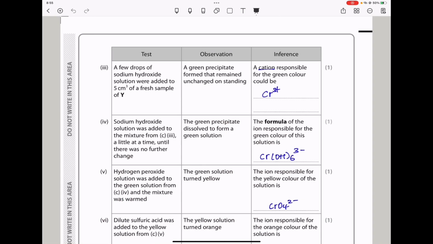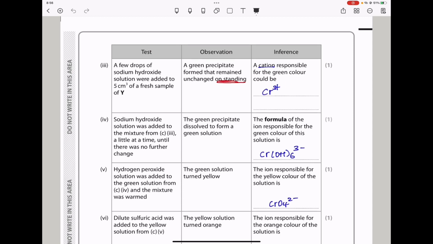Moving on. So here they say a few drops of sodium hydroxide solution were added to 5 centimeters cubed of a fresh sample, and a green precipitate formed that remained unchanged on standing. This is very important. So that means if it didn't change on standing, therefore it should not be iron 2, because iron 2 would have been oxidized to iron 3 and the color could have changed. So a cation responsible for the green color should only be chromium 3.